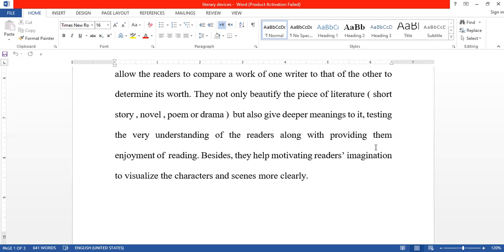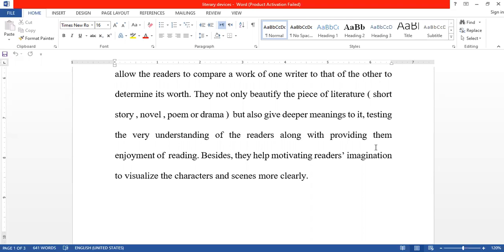Because of the connection, that's why. You know that most short stories are imaginative, imaginary. Yes or no? Good. Here, look at the last sentence. Besides, they help motivate readers' imagination. What does that mean? When you read a short story, for example, or a play, the language used by the writer will push you to imagine a certain event, a certain scene of this story or of this play. Yes or no?